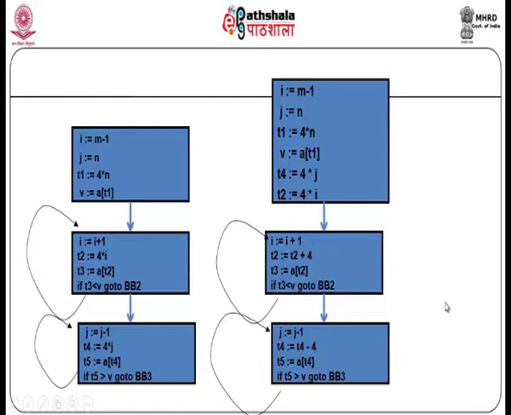So I have converted this block to something like this, where I have moved 4 into i to this block, 4 into j to this block, and this will simply add by 4, this will simply subtract by 4. So I have basically done strength reduction here, where I have replaced multiplication with addition here and multiplication with subtraction here.